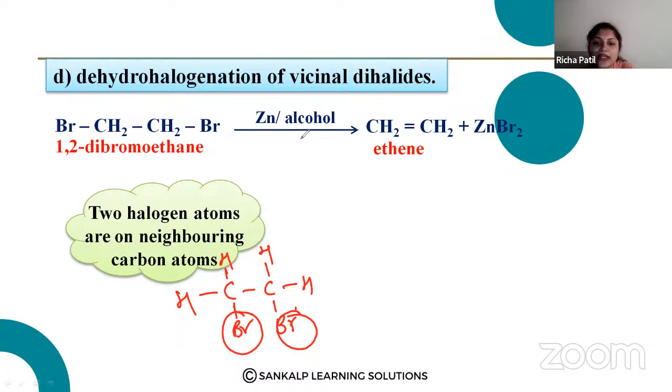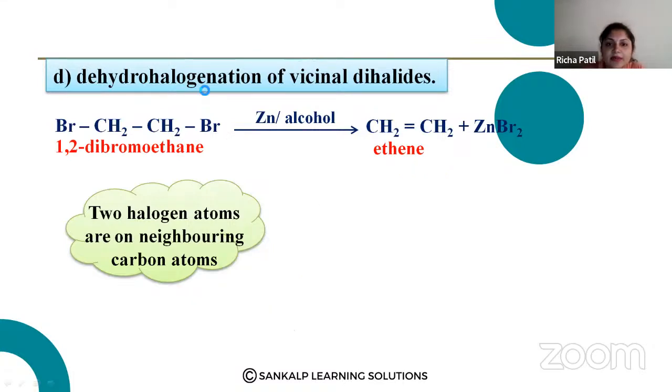1,2-dibromoethane in the presence of zinc and alcohol gives you ethene plus ZnBr2. So this is the reaction. Same dehydrohalogenation here: first one halogen atom will go and then the second will go. Like this, the dehydrohalogenation reaction takes place.